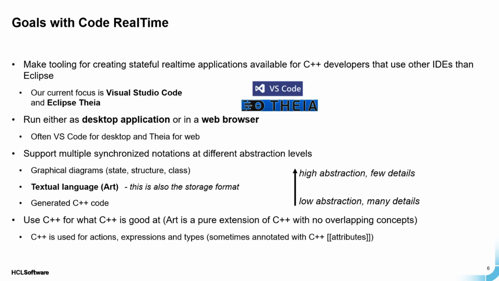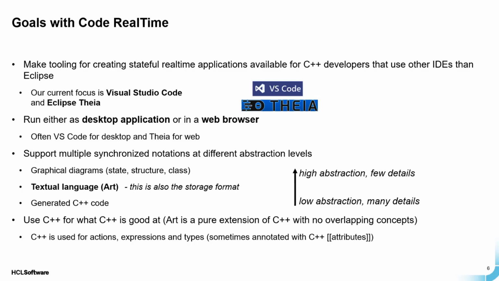And we have these three notations that we keep synchronized, and they are at different abstraction levels. So we have the graphical diagrams at the highest level. We currently support state structure diagrams, as you saw in the demo, but also class diagrams. I didn't show that, but they are identical to the UML class diagrams you have in Model RealTime. And those graphical diagrams are great if you need a high abstraction with few details, just to look at something and understand it, maybe do some editing.